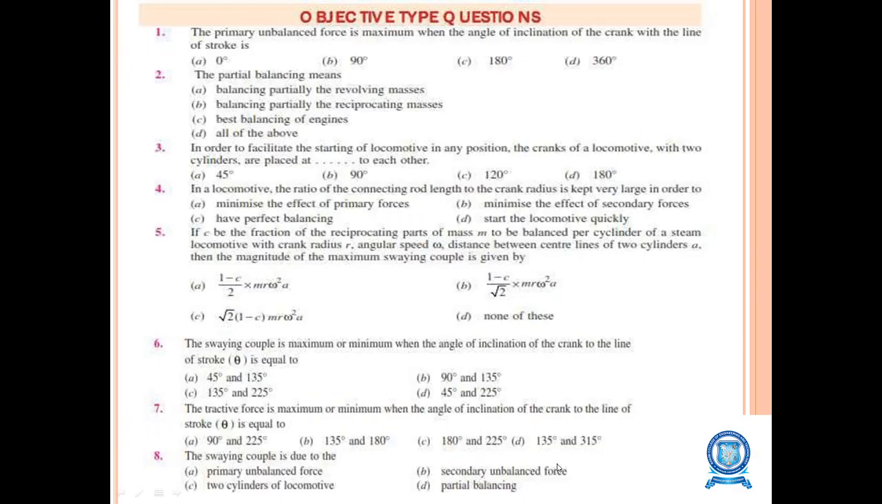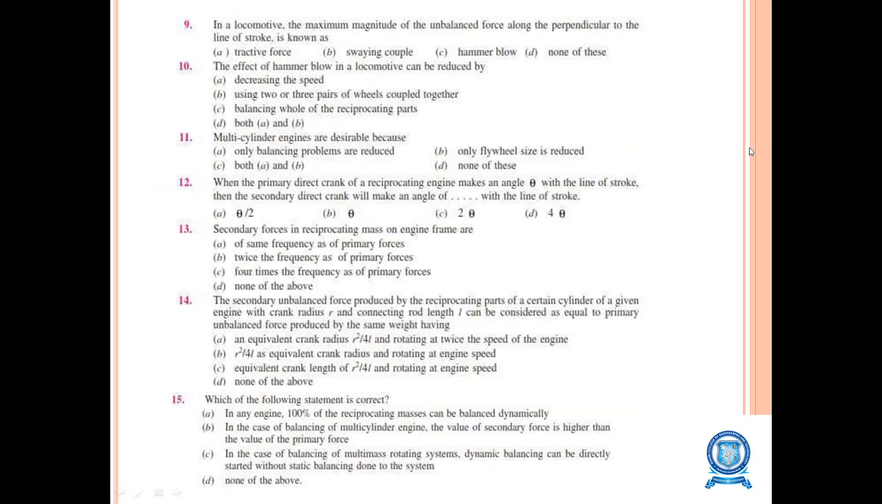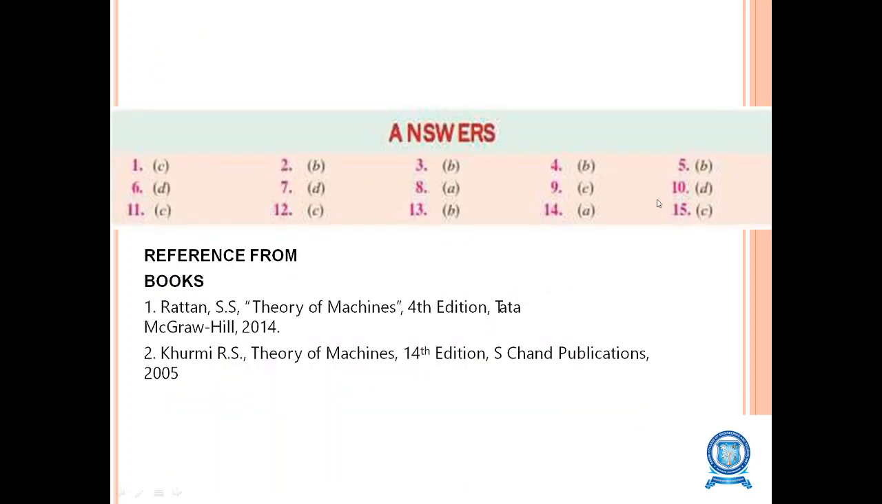So these are some of the objective type questions given to find the forces along the reciprocating parts of the engine. First is the primary unbalanced force is maximum when the angle of inclination and the line of stroke is either 0 degree, 90 degree, 180 degree or 360 degree. The answer for this is given at the last, and we got these questions from the book Theory of Machines by Rattan, 4th edition, Tata McGraw-Hill 2014.